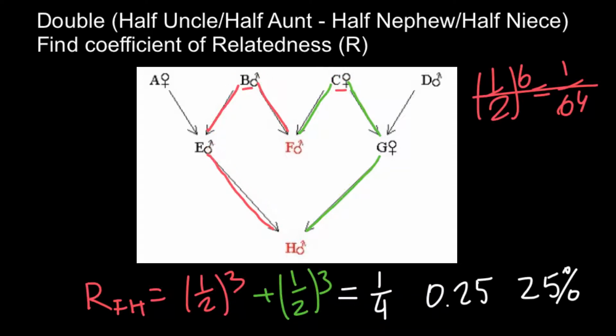So 1/2 here, 1/2 here would give us 1/4, and 1/2 here and 1/2 here also would give us 1/4 of the coefficient of relatedness of individual H to his grandparents. And of course, individual A would be grandmother of individual H, and individual D also would be grandfather of individual H. But these two individuals wouldn't be genetically related to individual F, so we exclude these individuals from our calculations.